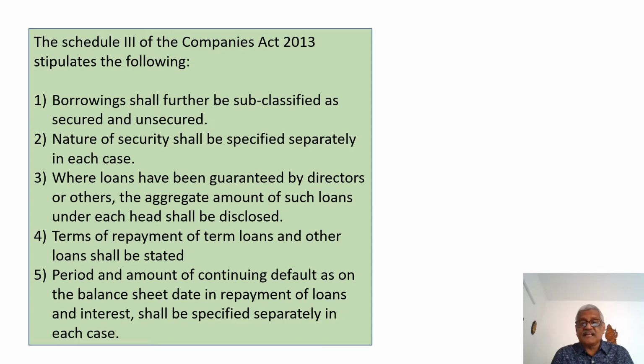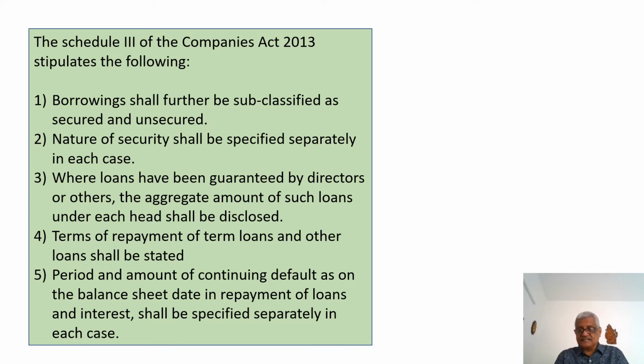Schedule 3 of the Companies Act 2013 stipulates that the company should disclose the following information on the term loan. First, the borrowing shall further be classified as secured and unsecured. Whether the term loan availed by the company is secured by a security or it is an unsecured one. Second, the nature of the security shall be specified separately in each case. Then what is the type of the security that has been given by the company to the lenders should be clearly specified. Where loans have been granted by directors or others, the aggregate amount of such loans under each head shall be disclosed.